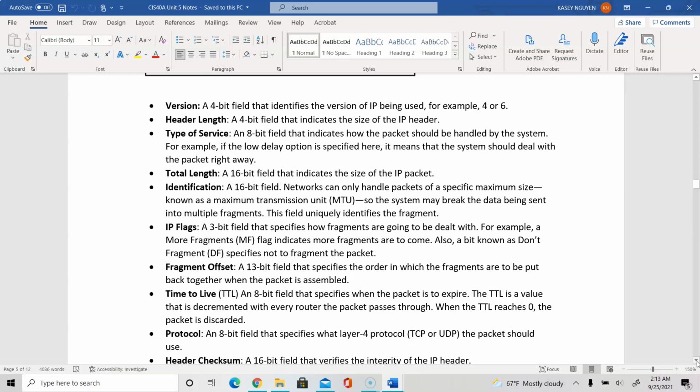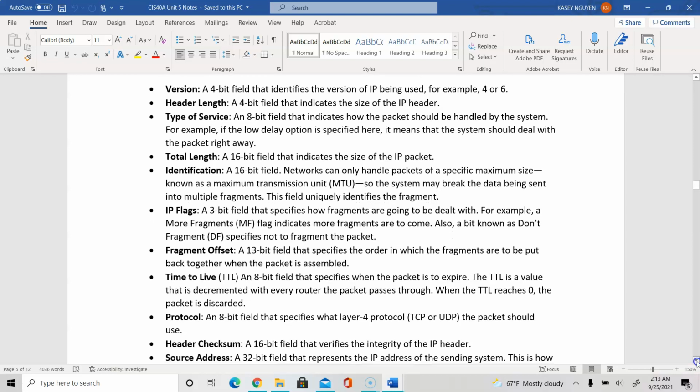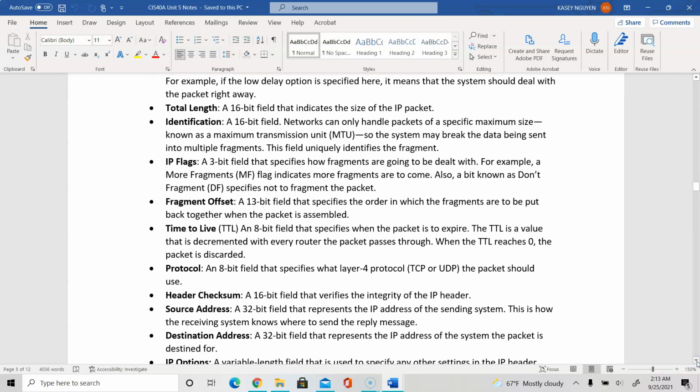Protocol is 8 bits. This is the field that contains the information about the protocol, whether it's TCP or UDP. And when you use the packet monitoring this week for Microsoft, you would see this particular section where it would include the protocol information. Then you have the header checksum, which verifies the integrity of the IP header.